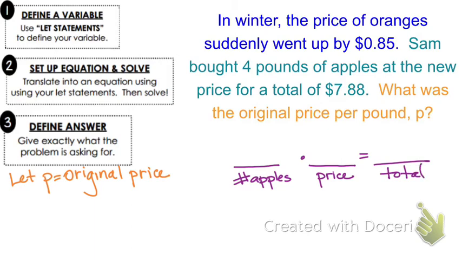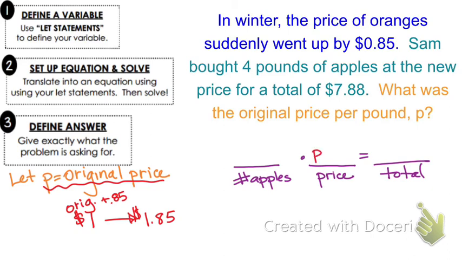So let's think about what's happening. Here it says that the price went up 85 cents. So if the price, for example, was $1 originally, now they're going to charge me $1.85. Right? So kind of think of an example and think of what happened. If this was my original price, they're taking that original price, which is P, and they're adding 85 cents to that. So the price that they're charging me for the apples is the original price, P, plus 85 cents. That is my new price.